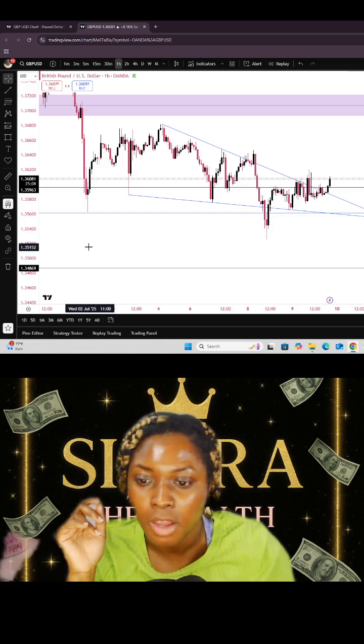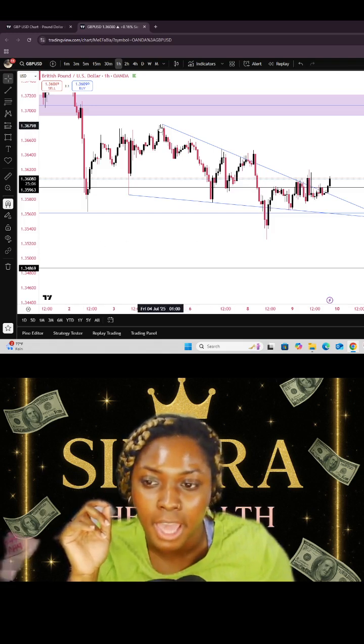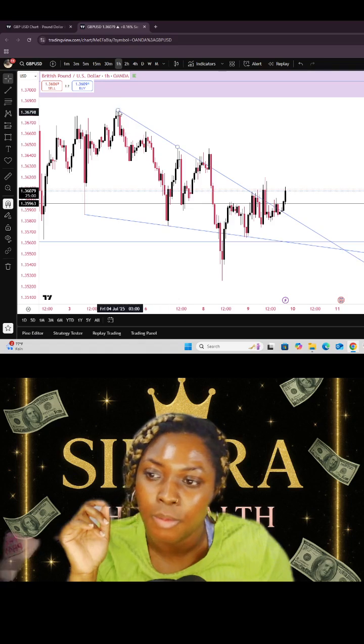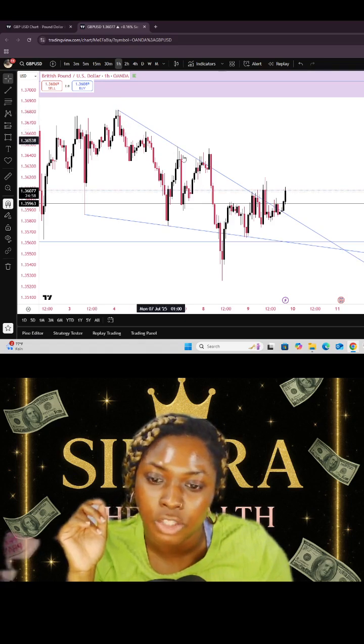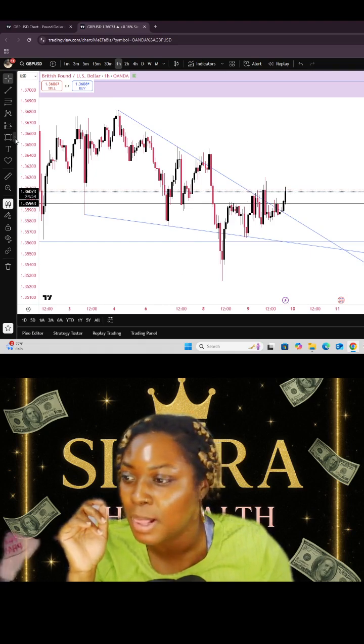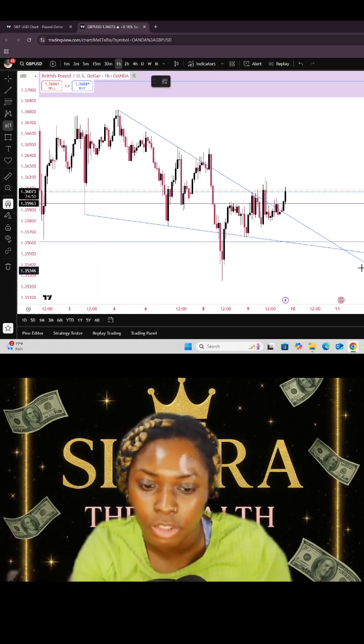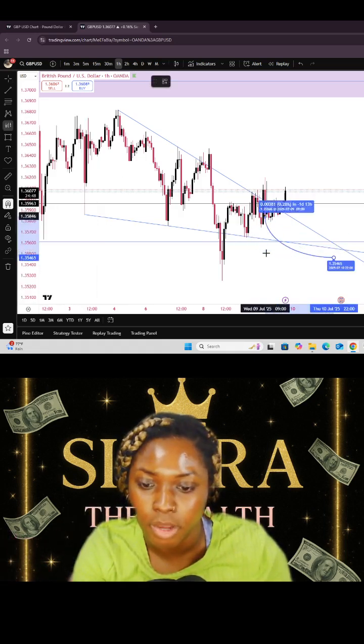All right? So this is a wedge pattern. You see price, if I zoom out, is like squeezing into this wedge here. My trend lines aren't even. They're going into a triangle. They're going into a point over here.